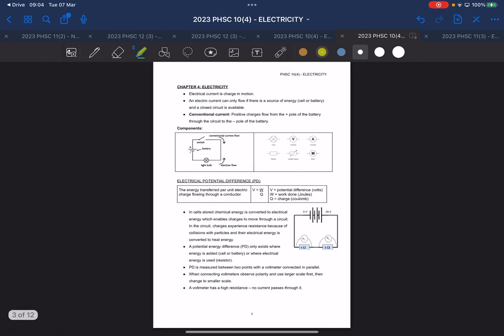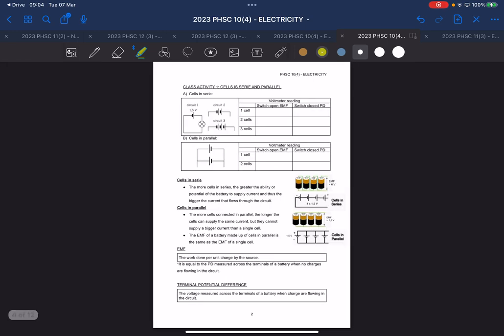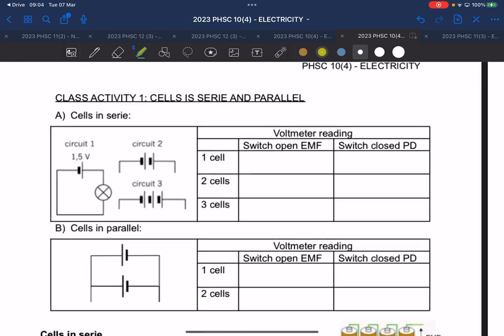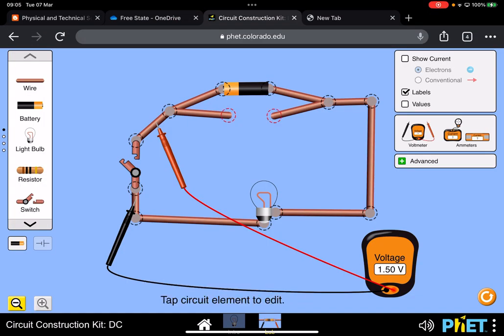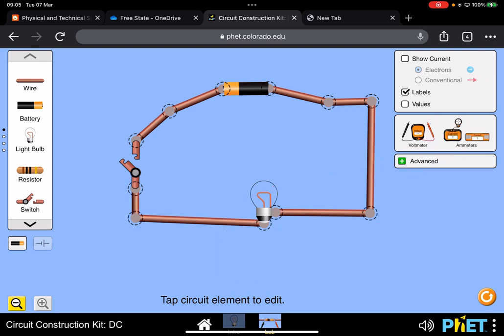Alright, then we are back to your notes. Okay? And I want to go first to page 2. On page 2, there is a class activity. Okay. And I want to quickly do that activity.